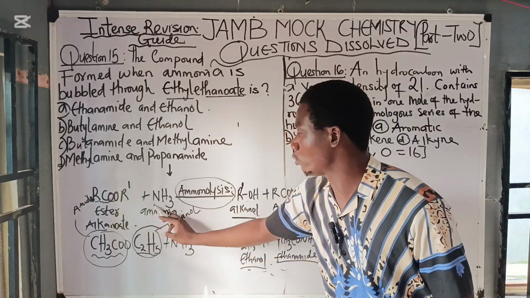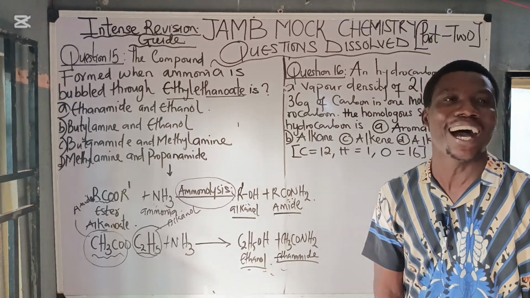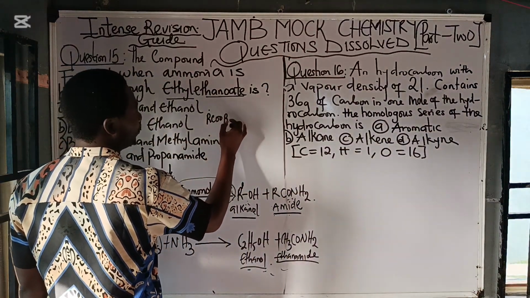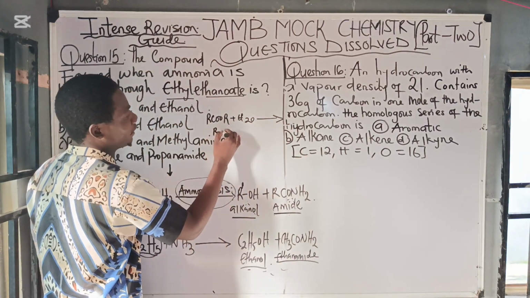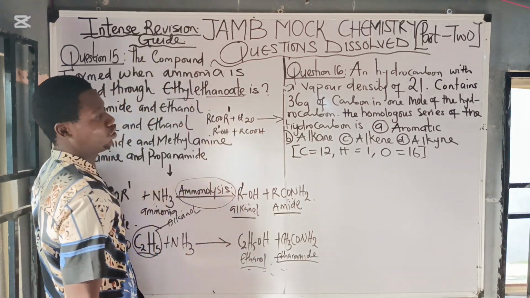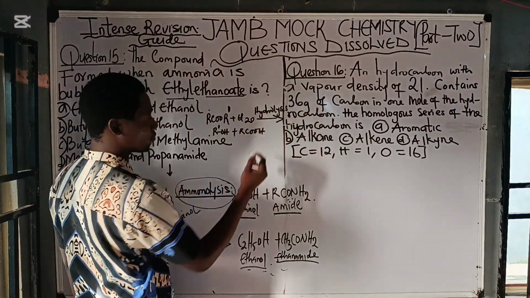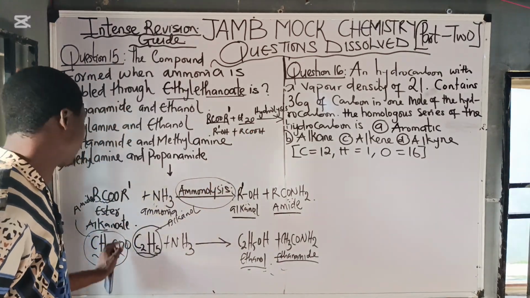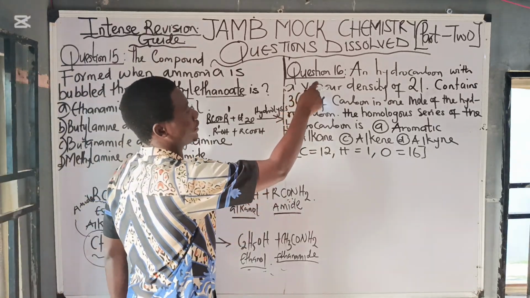If ester reacts with water, it will give you alkanol and alkanoic acid. The reaction will be called hydrolysis. Don't forget. Listen, if I have RCOOR plus H2O, it will give us alkanol plus alkanoic acid. I told you that the end here belongs to the alkanol. This reaction is known as hydrolysis. Take note of that. The reaction between esters and water is hydrolysis, but the reaction between ester and ammonia is known as ammonolysis. Now let's take question number 16.